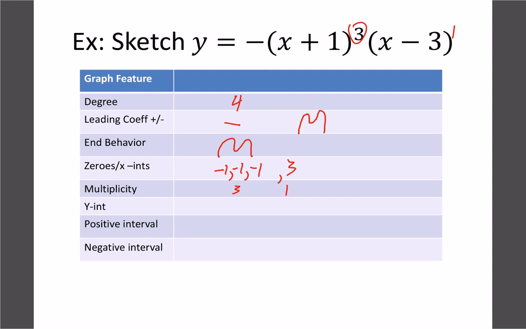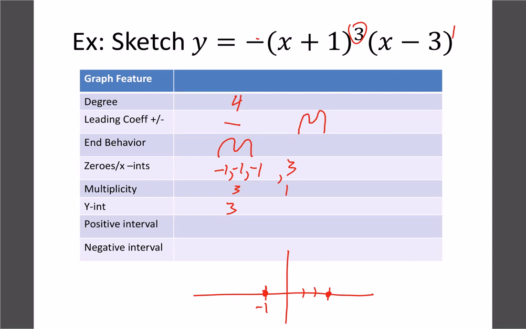And our y-intercept, we can't see it in this equation, but we could actually figure it out. If we go 1 times 1 times 1 would be 1, times negative 3 would be negative 3, times that negative out front should give us a positive 3. So from that, we should be able to sketch our graph. So let's do that. So we know at negative 1, we have an S-curve. At positive 3, we just have a regular x-intercept.